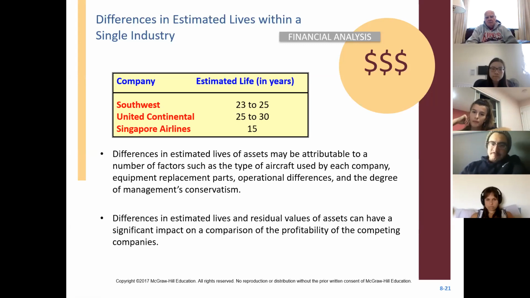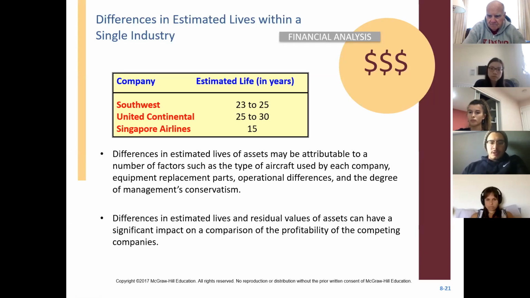Singapore is choosing 15 years because I'm guessing they want to show a lot of depreciation expense every year and thus mitigate their tax burden. Singapore Airlines buys the same planes that Southwest and United. They all buy from Boeing, probably. But Southwest says 25 years. We're going to divide by 25, and Singapore only divides by 15.